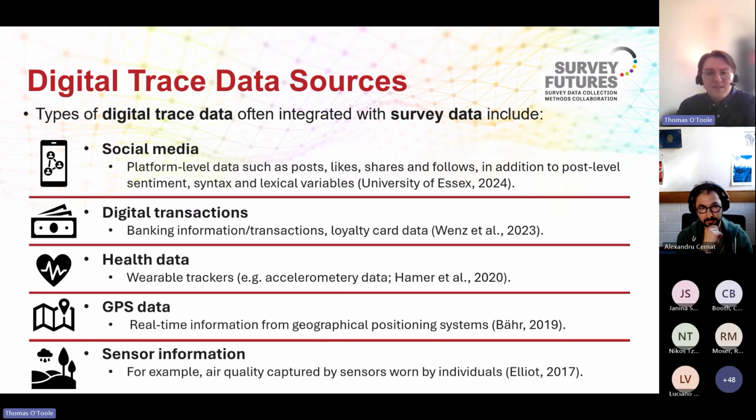So types of digital trace data often integrated with survey data can include, so a lot of work here uses linked Twitter data, and a fantastic resource is an entire wave of Understanding Society Innovation Panel data, which is linked with Twitter data, and that's available through the UK Data Service. Studies have also collected expenditure and financial data through document scanning, and wearable health trackers can provide real-time accelerometry data, and also measures like blood pressure, heart rate variability, blood glucose. There's also real-time geolocation, and worn sensors for external exposures such as individual level air quality sensors.